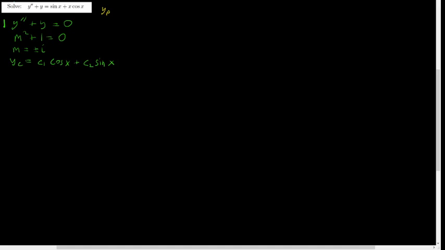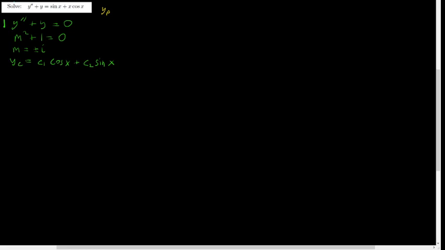Hi everyone. Okay, so one last example from 4.4. We want to solve the differential equation y double prime plus y equals sine x plus x cosine x. So the first step is to solve the homogeneous version to get the complementary solution. And you can see I already started that. The homogeneous equation is y double prime plus y equals 0.